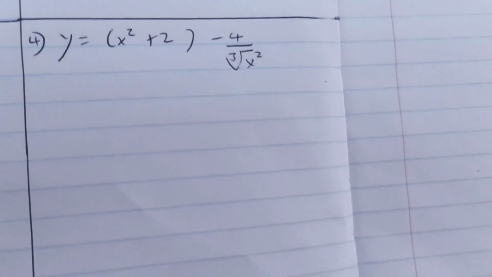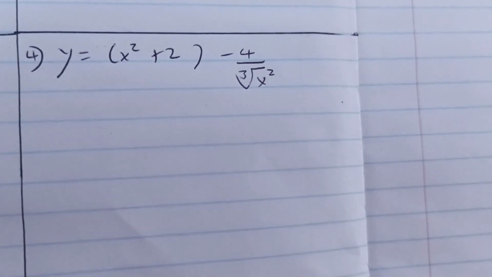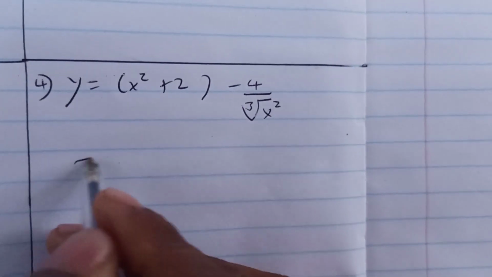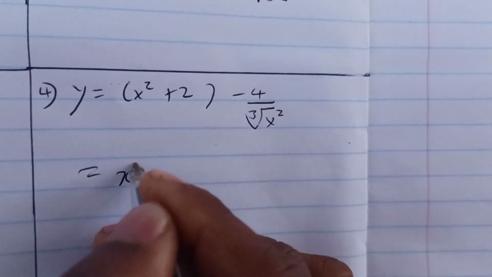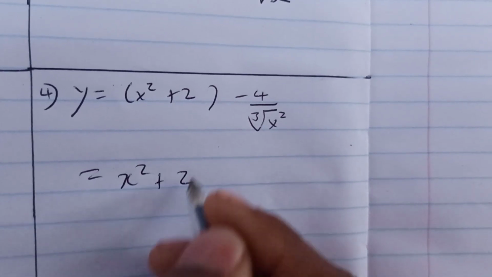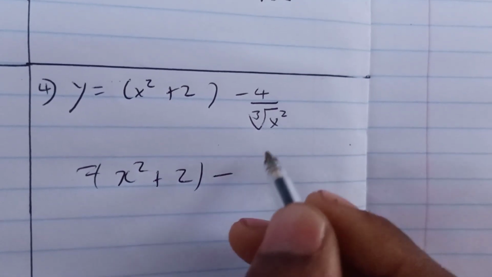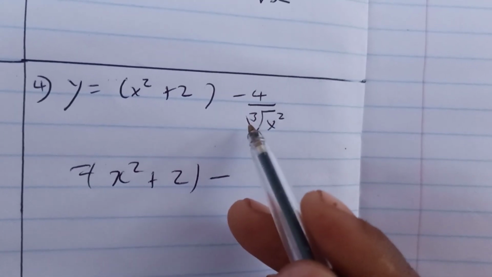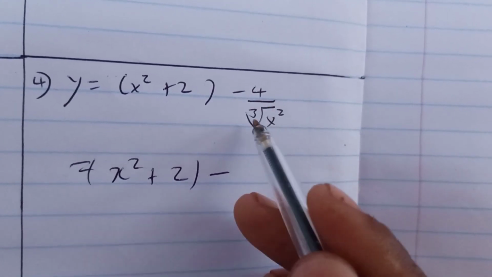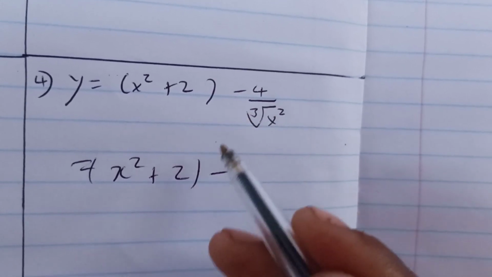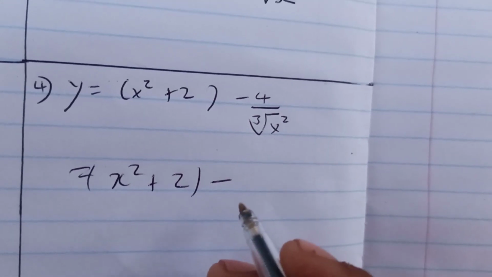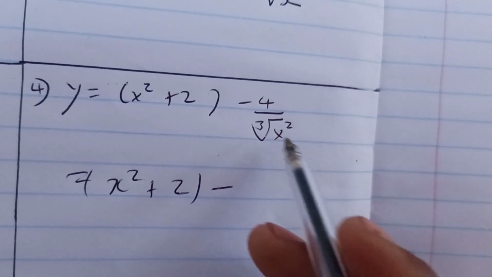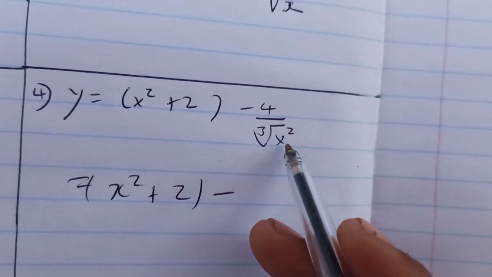Our last example. Even on this one, we can make things simple for you. x squared plus 2 minus this one. When it's like this, we've already talked about the square root. This is a cube root. So a square root was 1 over 2, a cube root is 1 over 3. So in other words, this one will be x to the power 2 over 3.